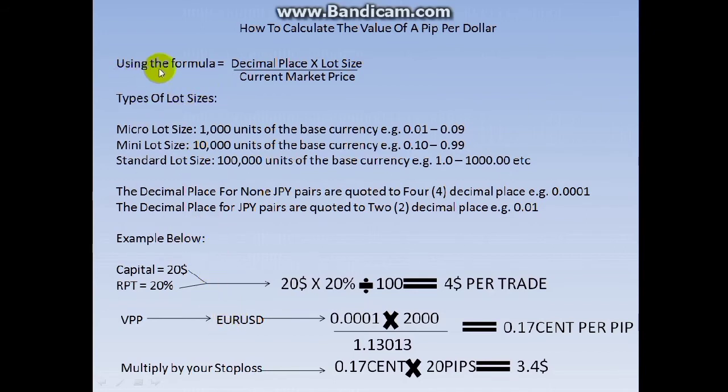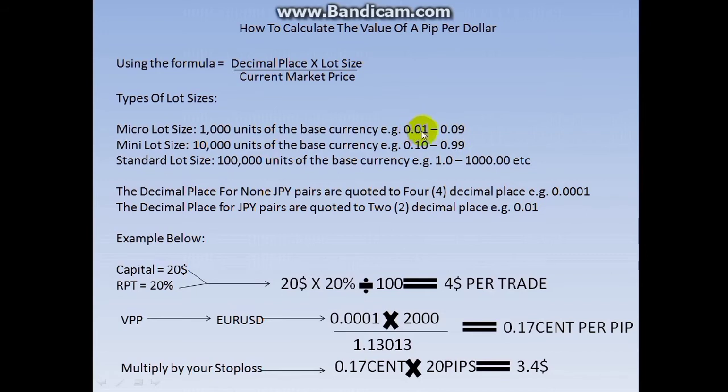Okay, so using the formula, in order to calculate the value of a pip per dollar, we use the decimal place multiplied by the lot size, divided by the current market price. Okay, so we have the types of lot size. We have the micro lot size, which is 1000 units of the base currency. Now in your MT4 or whatever platform you are using, the micro lot size consists of 0.01 to 0.09.